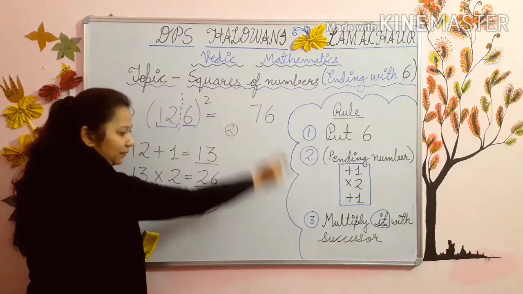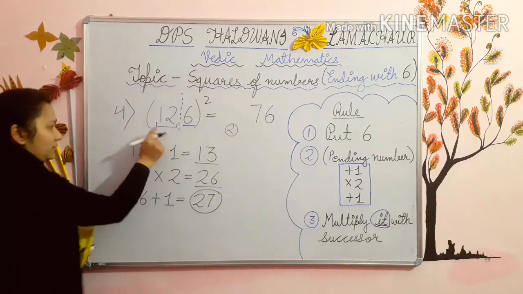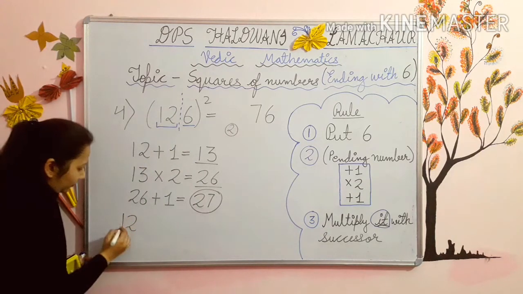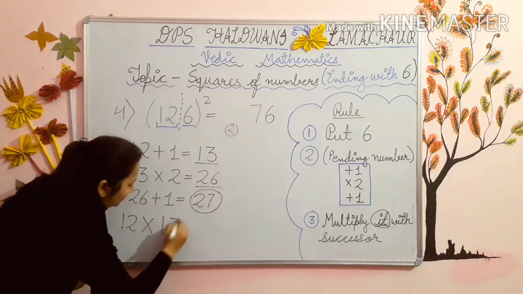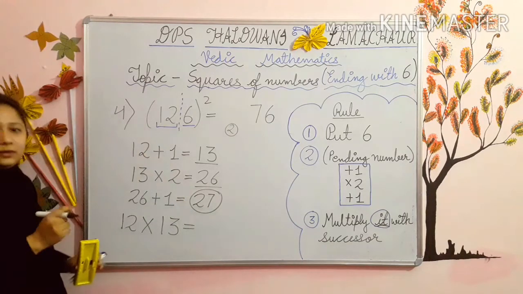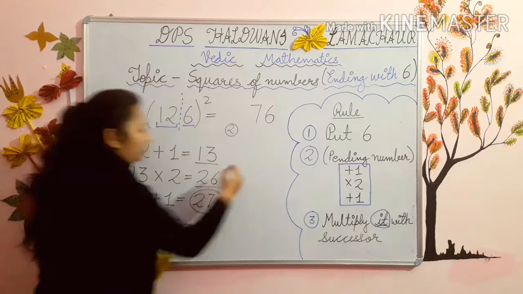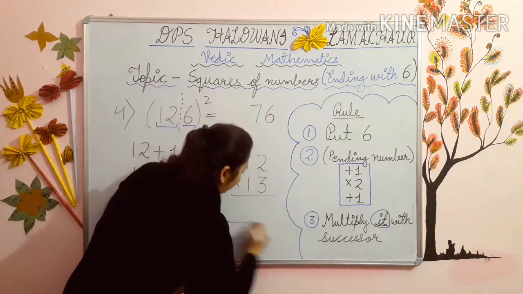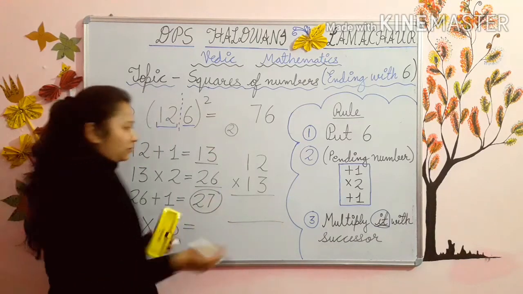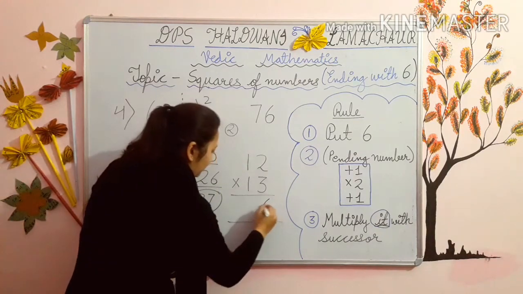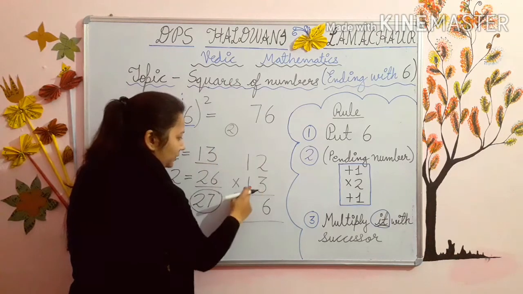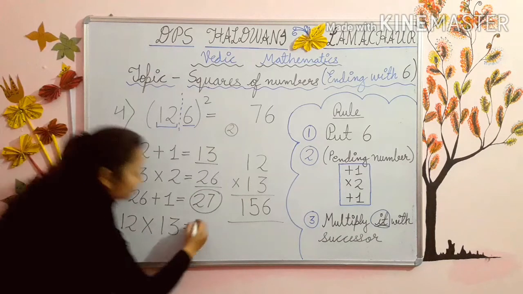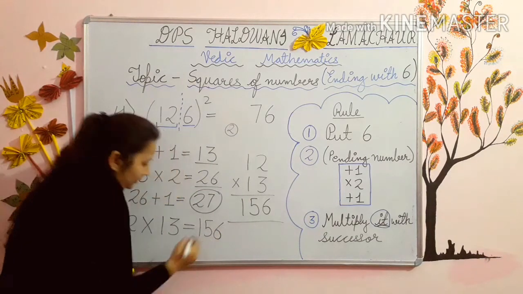Now the last, multiply it with successor. Now what is your pending number? Your pending number is 12. So you are multiplying it with successor. Your successor is 13. The successor of 12 is 13. Now you can multiply here. I am using the IXI method for multiplication. You can multiply directly also. Now 3 2s are 6. 3 1s are 3. 2 1s are 2. 3 plus 2, 5, and 1 1s are 1. So your answer is 156.